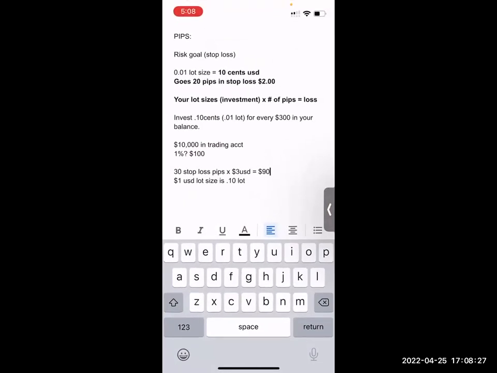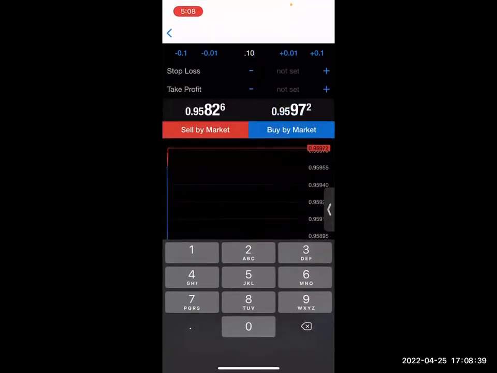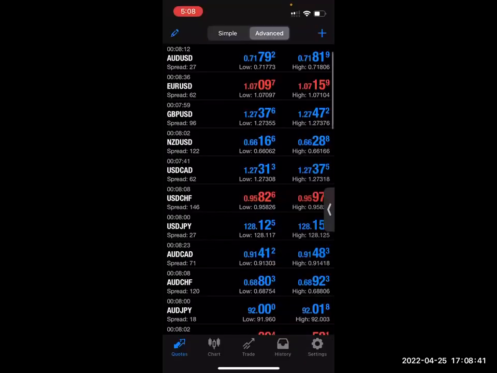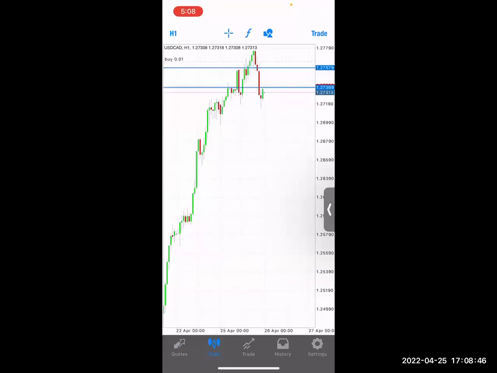But I hope this makes sense, guys. Remember, you need to know what you are willing to lose. When I send out a trade, it's going to tell you either 20 or 30 pips stop loss. Okay. Pips is basically how far the market moves from top to bottom. Okay. I'll give you one more example here.